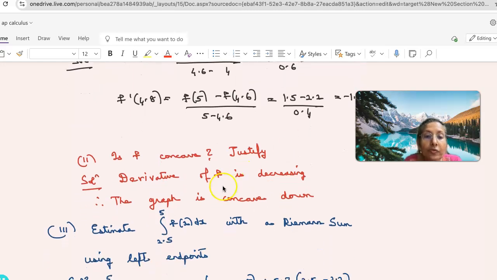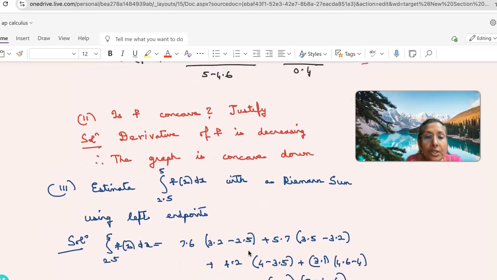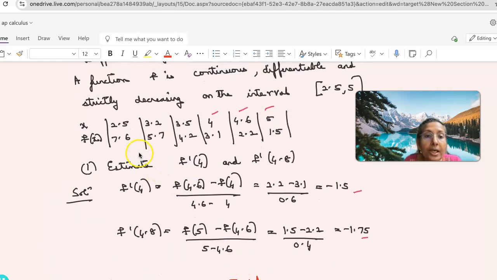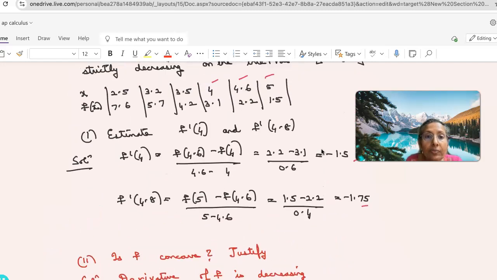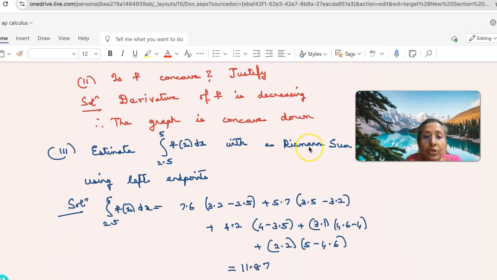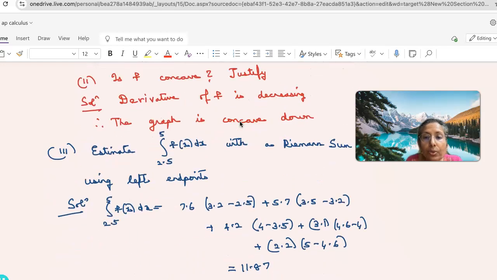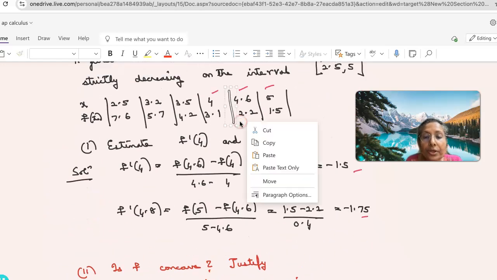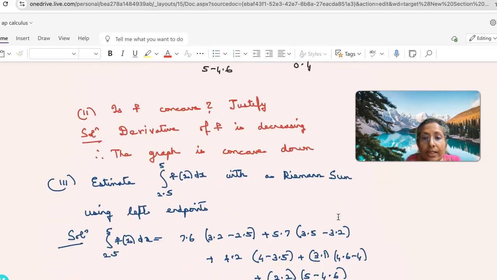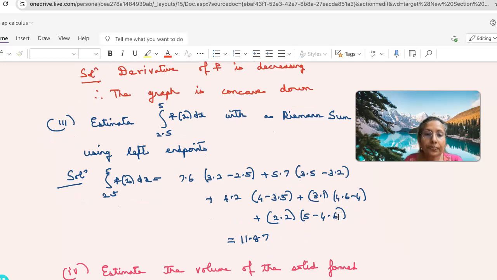Estimate the integral from 2.5 to 5 of f(x) dx with a Riemann sum using left endpoints. So the integral from 2.5 to 5 of f(x) dx using left endpoints will be 7.6 into (3.2 minus 2.5) plus 5.7 into (3.5 minus 3.2) plus 4.2 into (4 minus 3.5) plus 3.1 into (4.6 minus 4) plus 2.2 into (5 minus 4.6). So you will get it as 11.87.